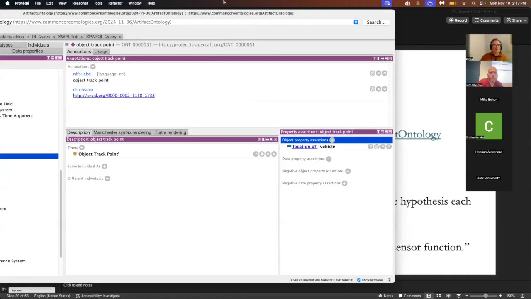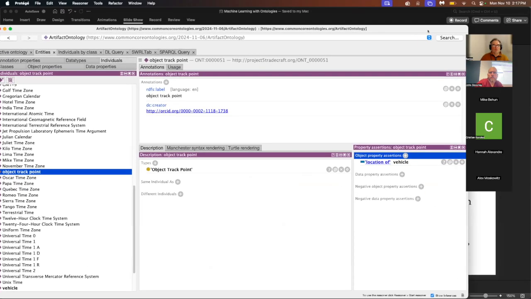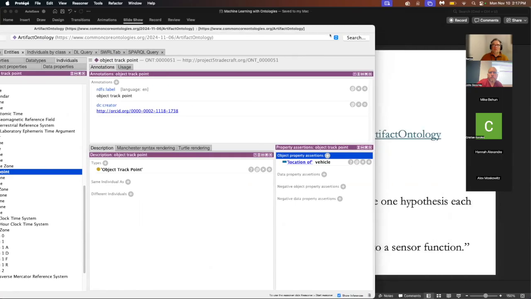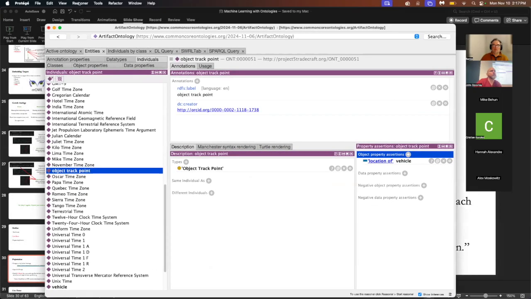All right. So this should generate a contradiction. I've got this object trap point instance, a subclass of object trap point, vehicle, a subclass of vehicle, or a type of vehicle, and I asserted the location of, saying that the vehicle's object track point is the location of, not implausibly related to the textual definition. Let's see what happens.